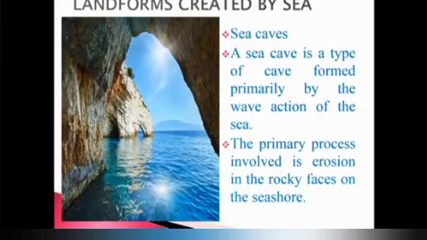Next, let's see about landforms created by sea. The first one is sea caves. A sea cave is a type of cave formed primarily by the wave action of the sea. The primary process involved is erosion in the rocky faces on the seashore. Students, here we can see the picture of sea cave.